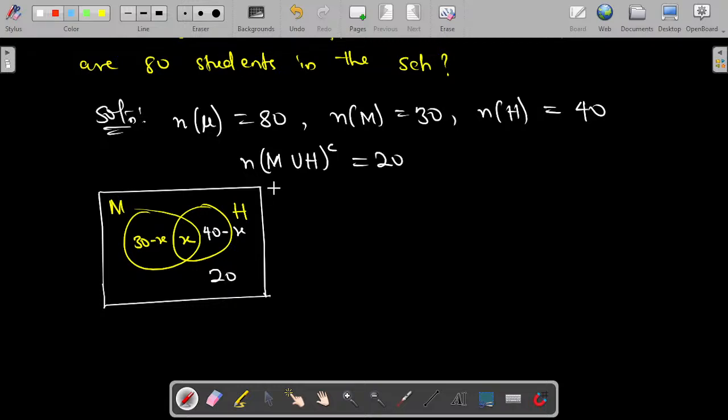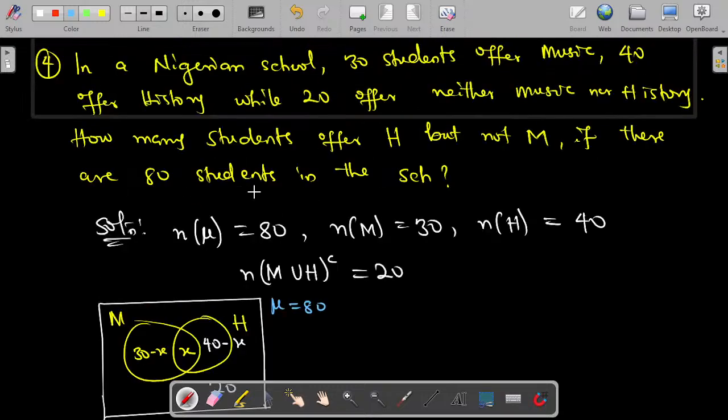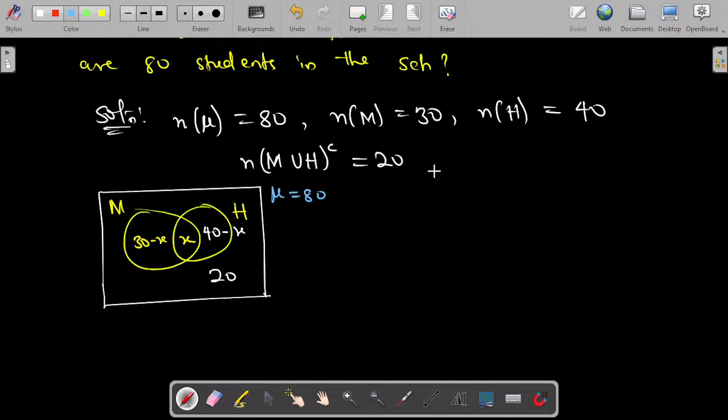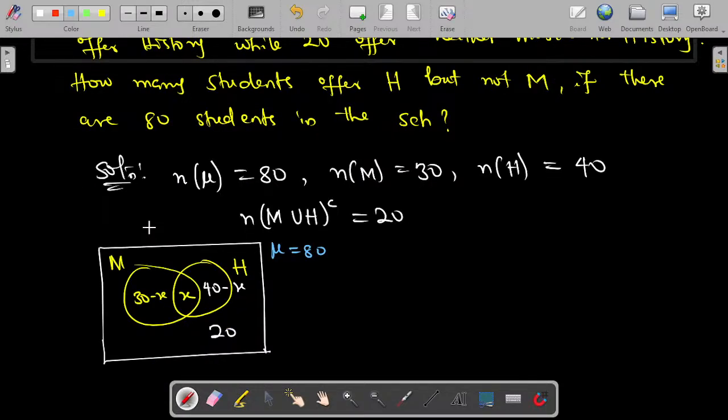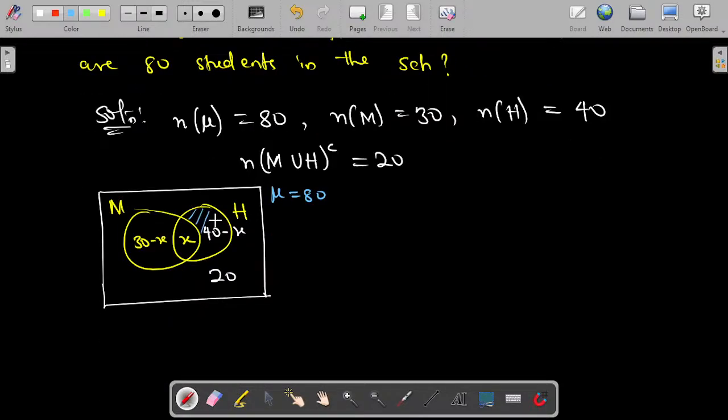while the whole box is equal to 80. So what does that mean? First of all, let's interpret here, so that you know what we are looking for. They said people offering history but not music. Where are those people? People offering history without music are the people here. Those people in this place I just shaded, which is actually 40 minus x.